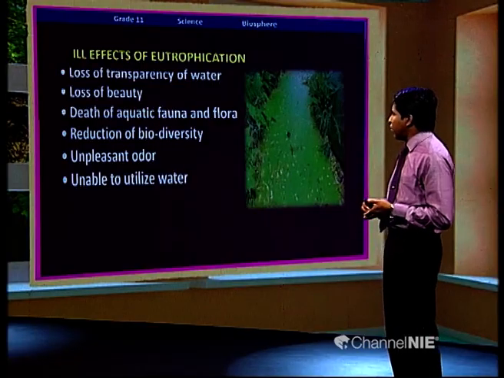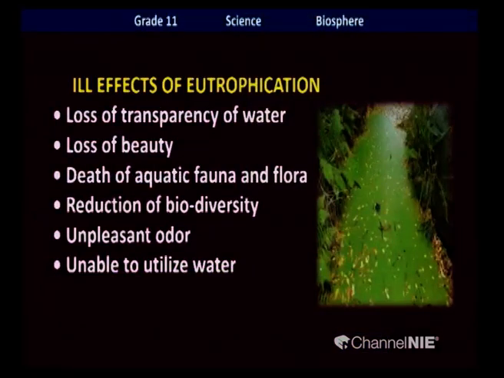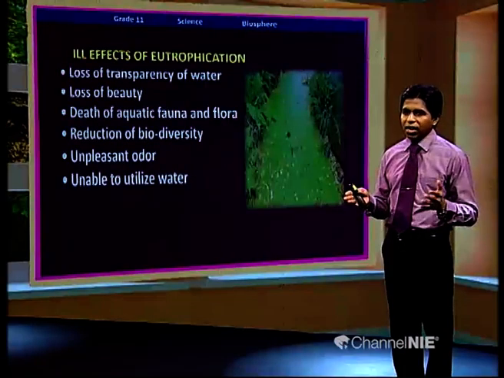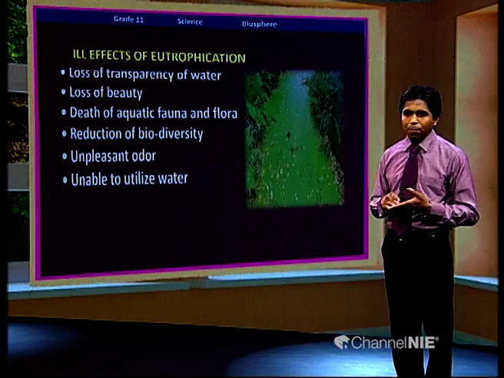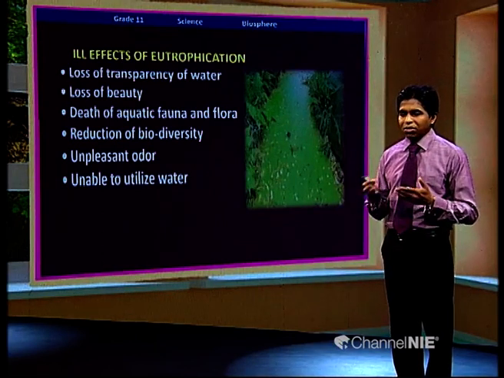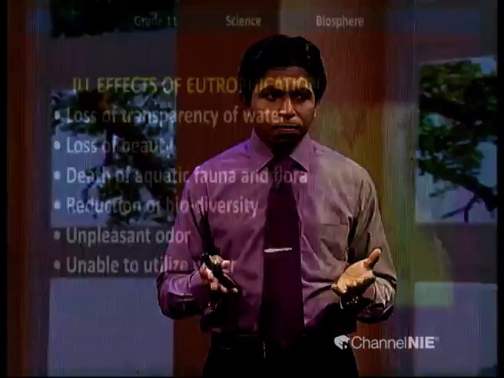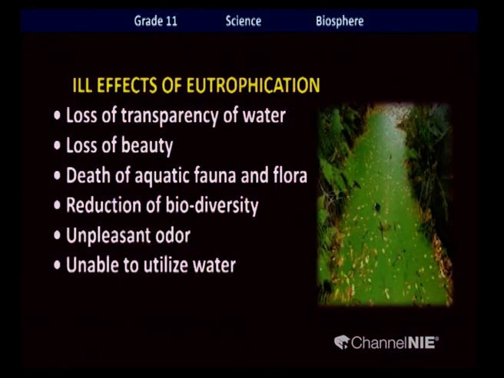So let's see what the ill effects of eutrophication are. As I explained, you can see the list: loss of the transparency of water, that means sunlight cannot pass through water. Loss of the beauty of the reservoir, so instead of attracting local and other tourists, it will repel them. Number 3, death of the aquatic fauna and flora, that means death of aquatic animals and plants, and it can cause bad smell. Reduction of the biodiversity, that means the number of species living in the aquatic environment will decrease, and unpleasant odor, and being unable to utilize water for cleaning, irrigation, or other activities.